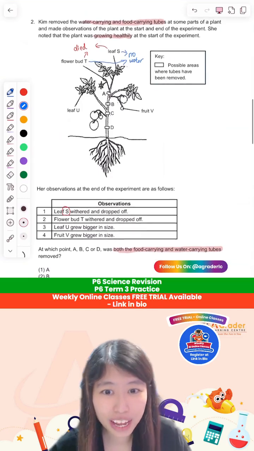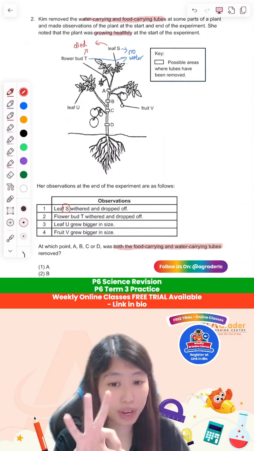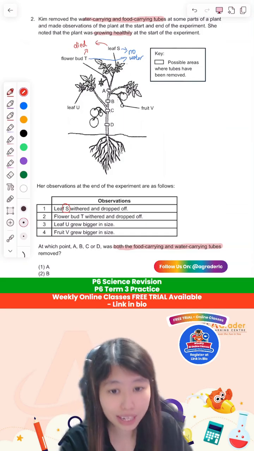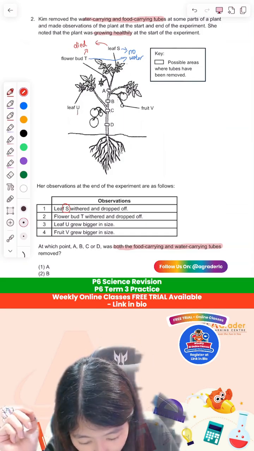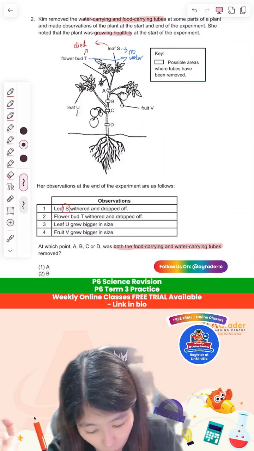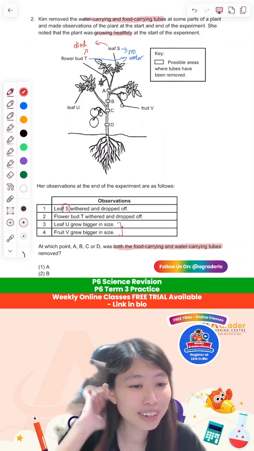Okay, very good. And then you all can see from observation 3 and 4, we see that the leaf grew bigger in size. Leaf U grew bigger. Leaf and fruit V grew bigger. So what does this indicate? Does anyone know? Why do they grow bigger? Let's see whether you all remember or not.